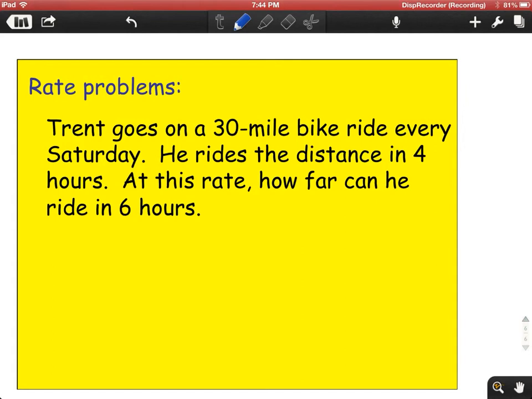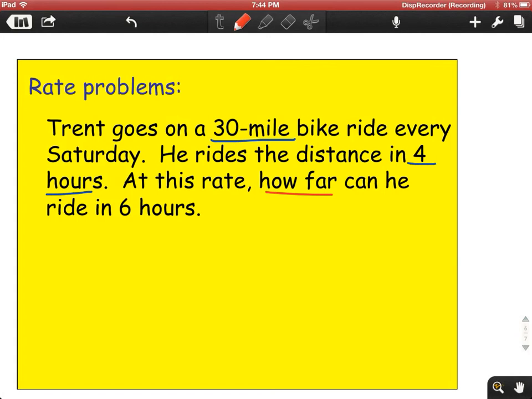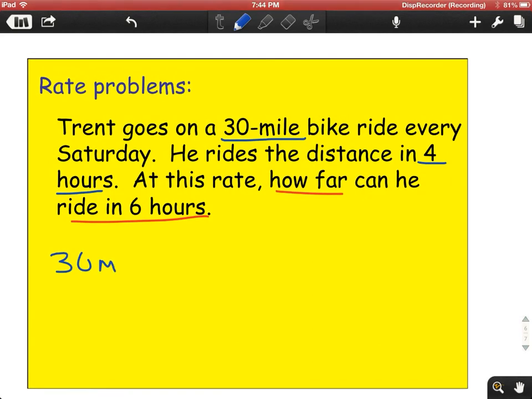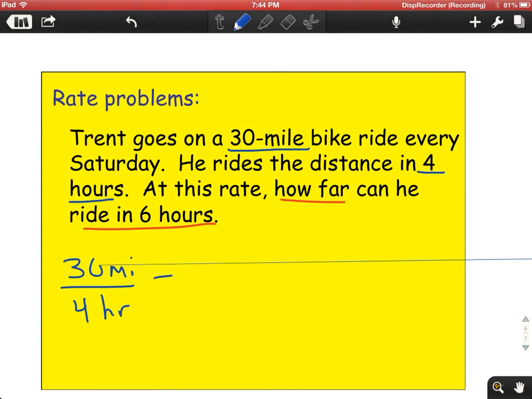Let's take a look at a word problem. 30-mile bike ride, and he rides that distance in 4 hours. How far can he ride in 6 hours? So we'll take the 30-mile bike ride, miles on top, hours on the bottom, and all we need to do is be consistent. So in this case, we put hours on the bottom, and we put miles on top.